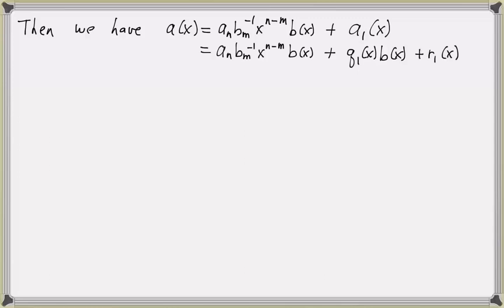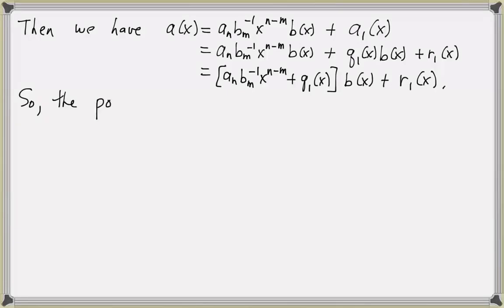And then by factoring out the B of X in the first two terms, we get a_n b_m inverse x to the n minus m plus Q1 of X, all times B of X, plus R1 of X. And so we see that this polynomial inside the brackets is going to act like the Q of X that we need. So the polynomial Q of X is going to be everything inside these brackets in the previous line. So it's going to be a_n b_m inverse x to the n minus m plus Q1 of X.